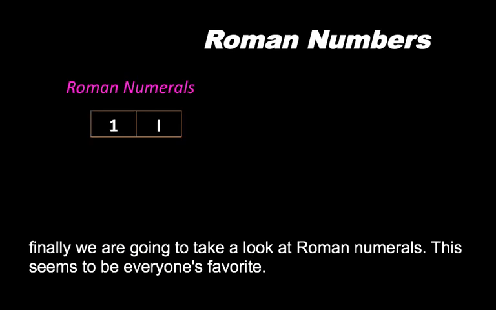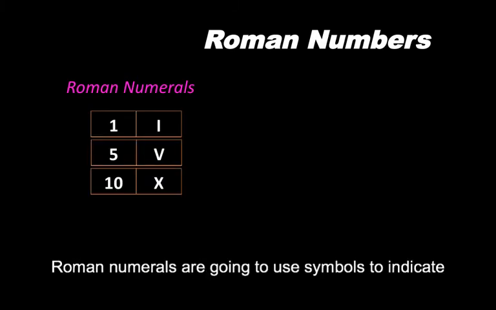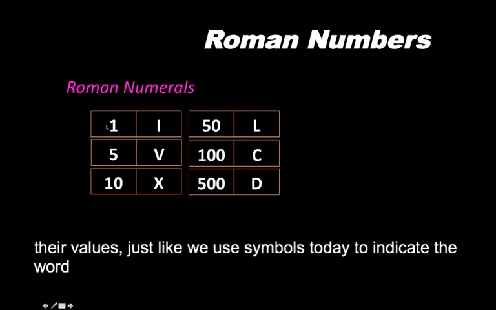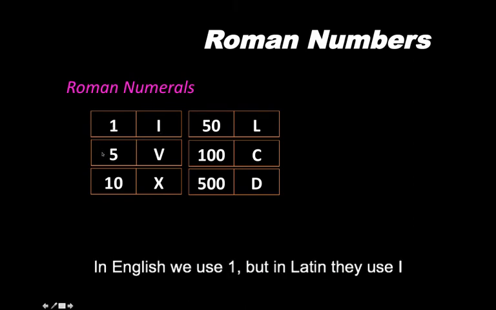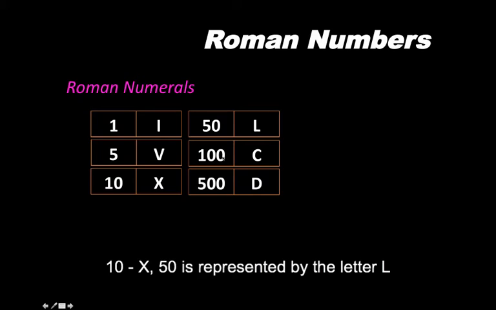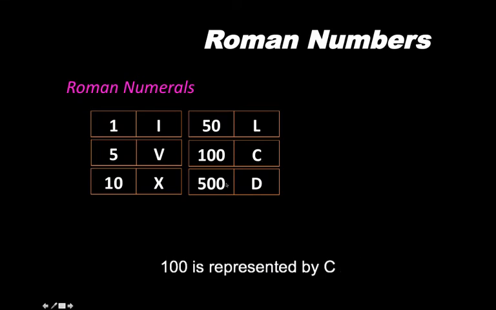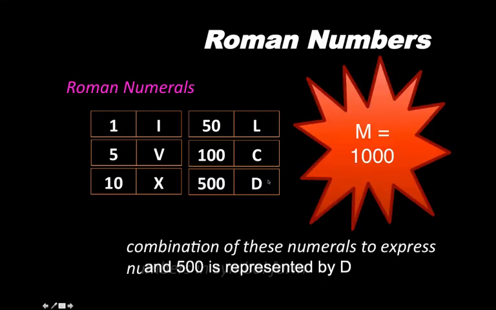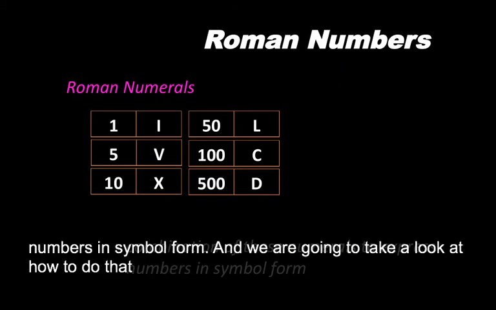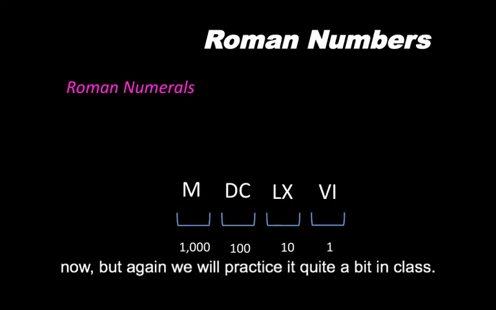Finally, we're going to take a look at Roman numerals, and this seems to be everybody's favorite. Roman numerals are going to use symbols to indicate their values, just like we use symbols today to indicate the word. In English we use 1, but in Latin they use an I. 5 is a V, 10, X, 50 is represented by the letter L, 100 is represented by C, and 500 is represented by D. A combination of these Roman numerals is going to be used to express more complex numbers in symbol form. And we're going to take a look at how to do that now, but again, we will practice it quite a bit in class.